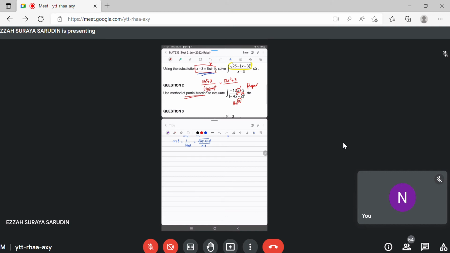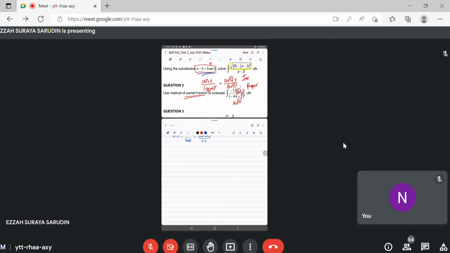the highest power of x. So for this case, 4x kan. So negative 4x squared, so kita akan dapat 16x squared. Then we know that kita punya highest power of x dekat numerator dengan denominator sama. So bila sama, improper.